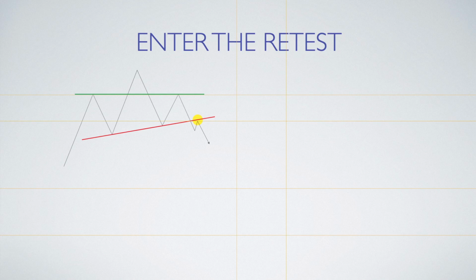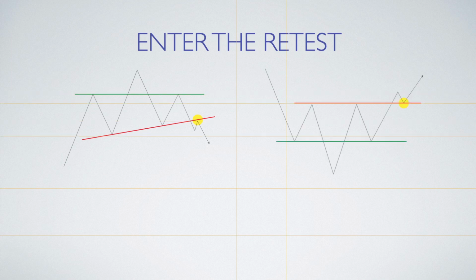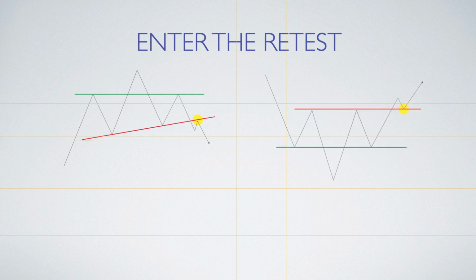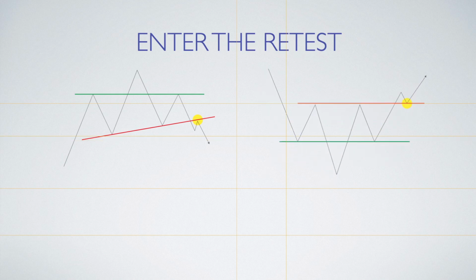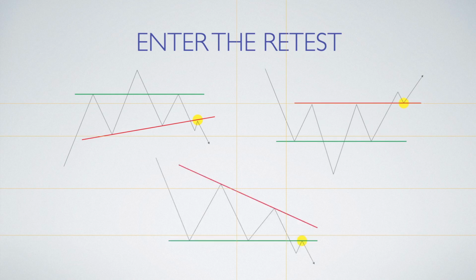Right? So what does that look like on an inverted head and shoulders? If you're watching it form, you can enter on the green line on the right shoulder of this inverted head and shoulders. But if it breaks the neckline, you're most likely going to get a retest, and that's where you want to enter.